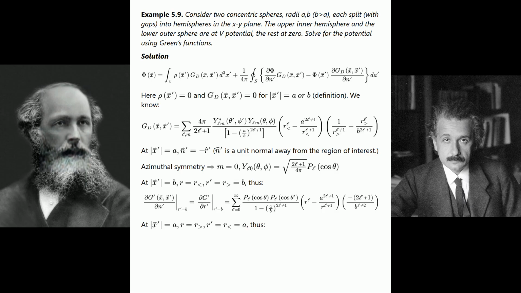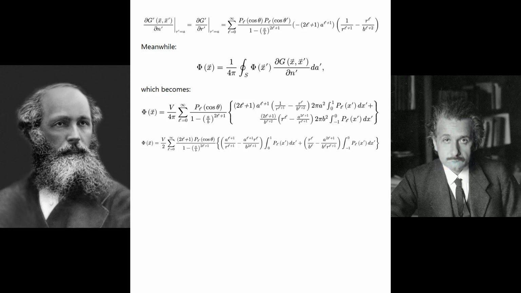Azimuthal symmetry implies m equals 0, Y_l0 of theta, phi equals the square root of (2l plus 1) over 4 pi times P_l of cosine theta. At the absolute value of x prime equals b, r_< equals r and r_> equals r prime equals b. Thus, see the equation. At the absolute value of x prime equals a, r_> equals r and r_< equals r prime equals a. Thus, see the equation shown.